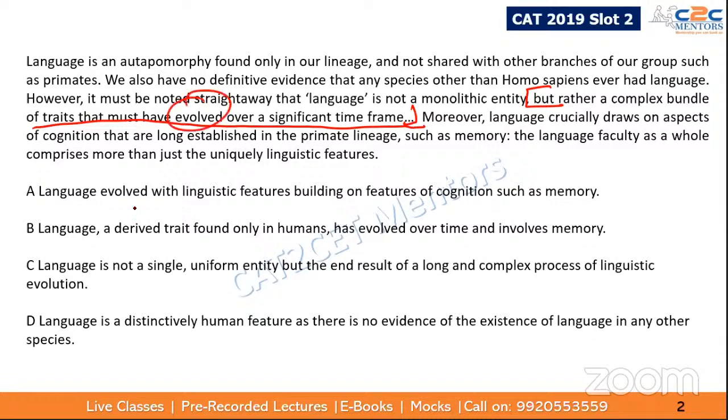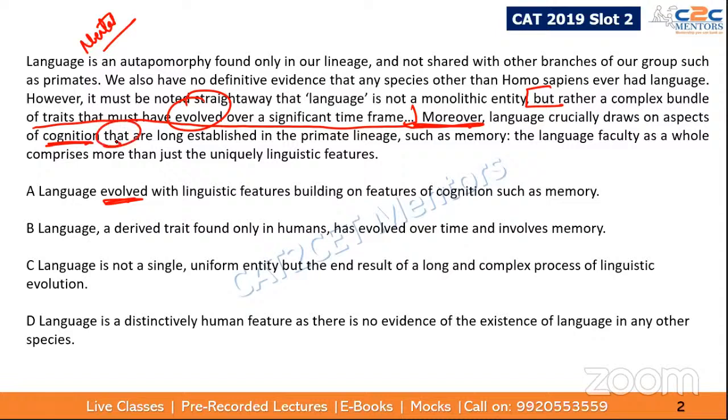I got another keyword, "rather". Moreover, again, this is one of the keywords. Language crucially draws on aspects of cognition. Okay, cognition, those who know, cognition means mental ability. Cognition that.